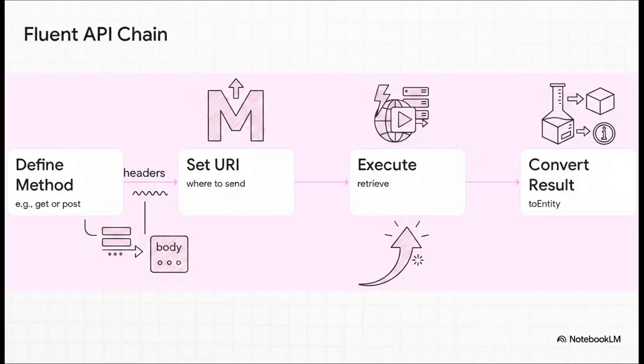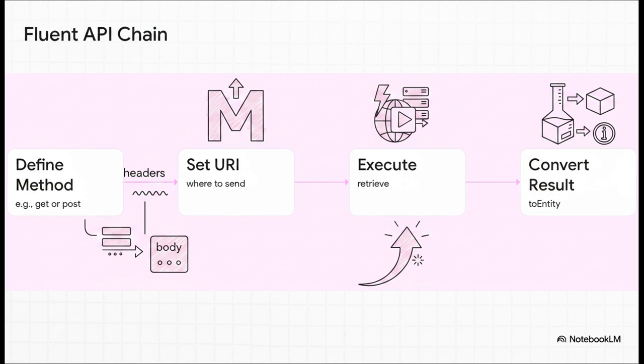Let's move to and see how this builds in practice. When you write a RestClient call, you follow a simple, sequential chain. First, you define the method, simply typing .get or .post. Second, you chain .uri to tell it exactly where to send the request. Third, you execute it by chaining .retrieve. And finally, you convert the result by chaining .toEntity, passing in your desired class type, like an inventory object.